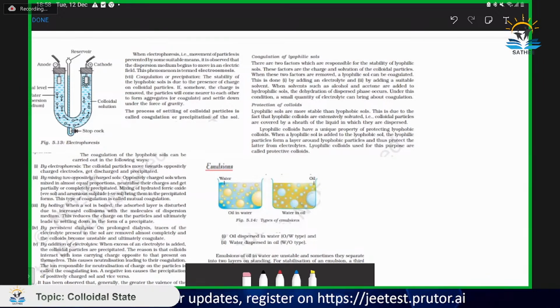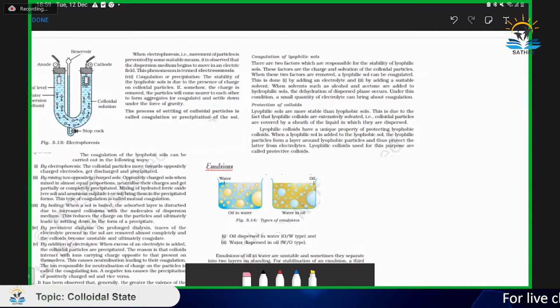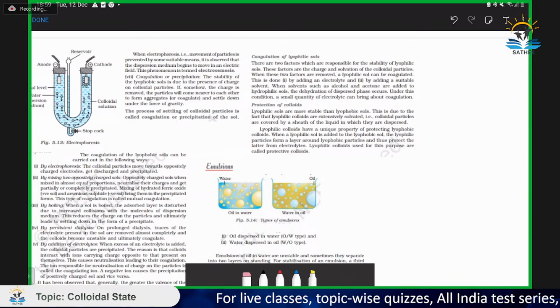But lyophilic sols also have charge, and solvation of colloidal particles is essentially the interaction. They call it solvation. When these two factors are removed, a lyophilic sol can be coagulated. This is done by adding an electrolyte and by adding a suitable solvent. Electrolyte you already know: the disperse phase particle charge breaks down and the colloid breaks down.